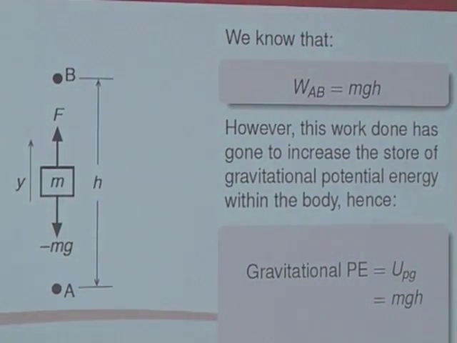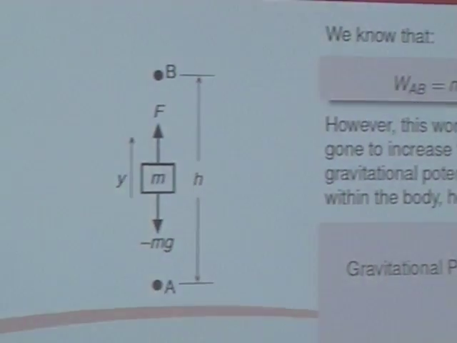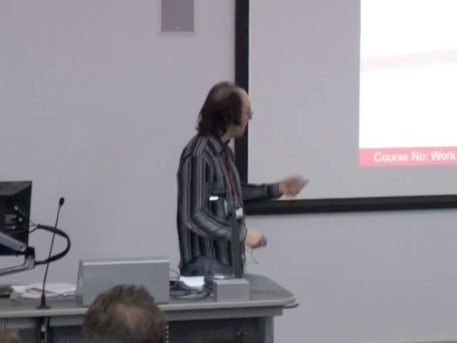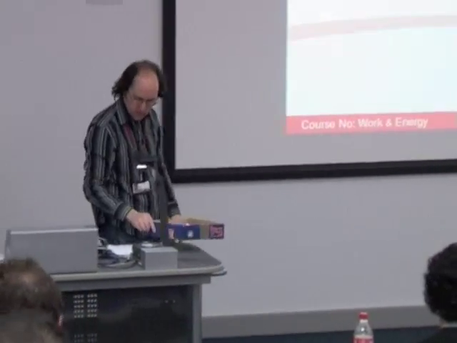If I lift it up to this point, I've done work on it to raise it up. The amount of work I've done is mgh. And at this point, the potential energy in this thing is mgh. And if I drop this block, obviously, that's converting that potential energy, mgh, into kinetic energy, which we'll cover in a second. So the work done to move from A to B is mgh, and that is also the gravitational potential energy.